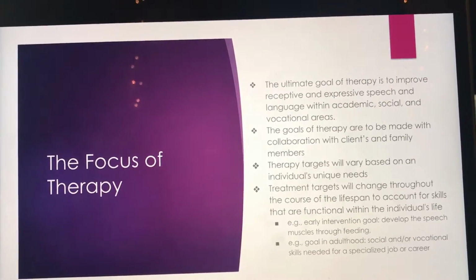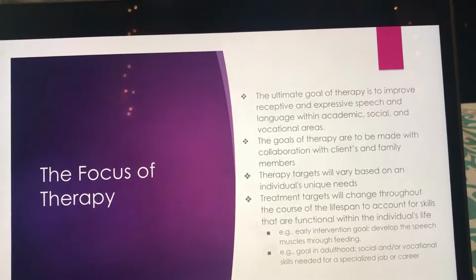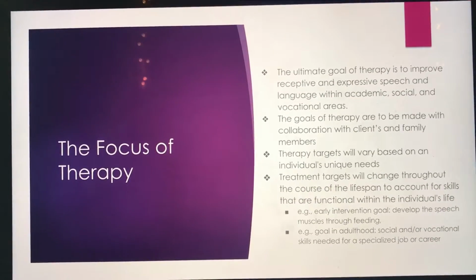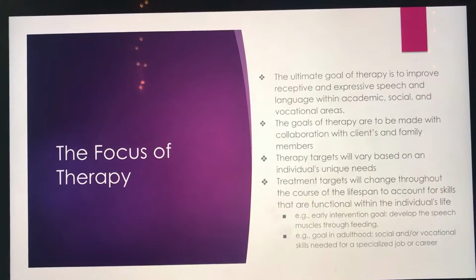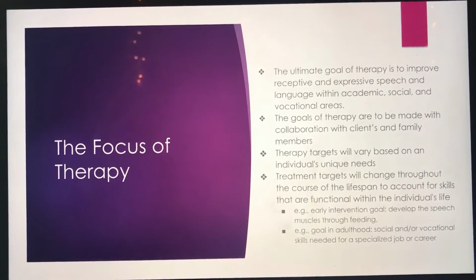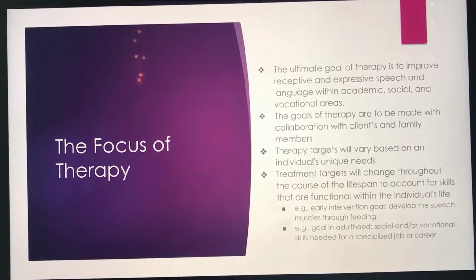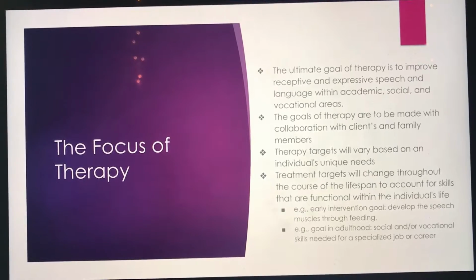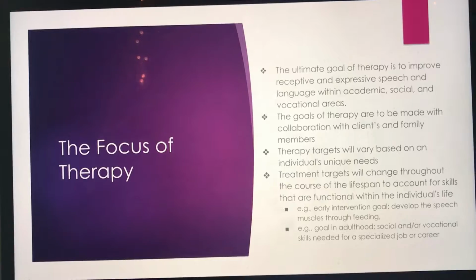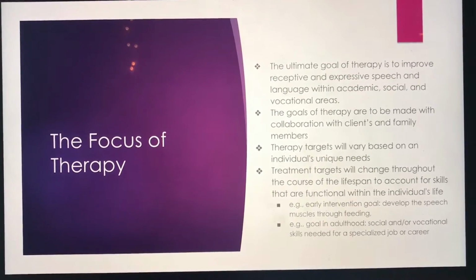Treatment targets will change throughout the course of the lifespan to account for functional skills in the individual's life at the time. So, for example, in early intervention, a goal would be to develop the speech muscles, like we talked about with the goal of breastfeeding. As in later in adulthood, goals for therapy with a person with Down syndrome could be targeting the pragmatic and vocational skills that would be needed to acquire a job or in a career.